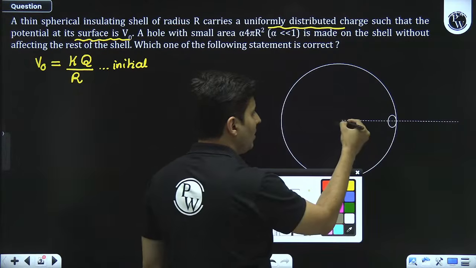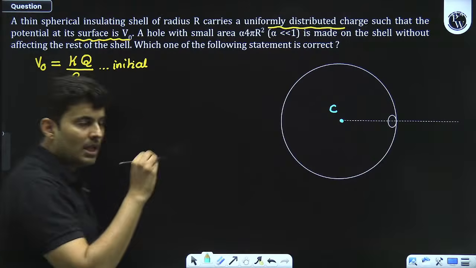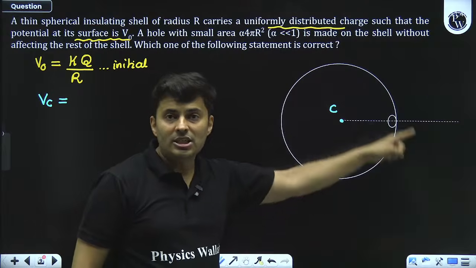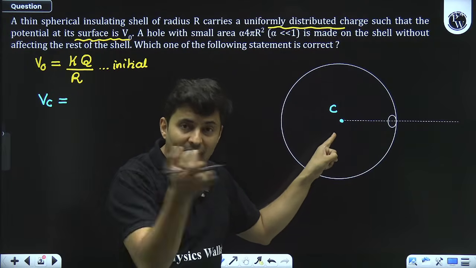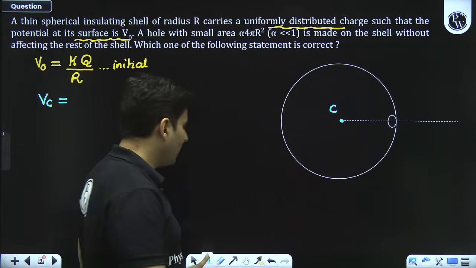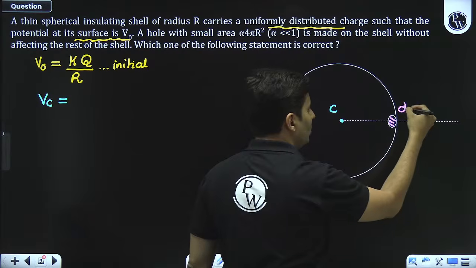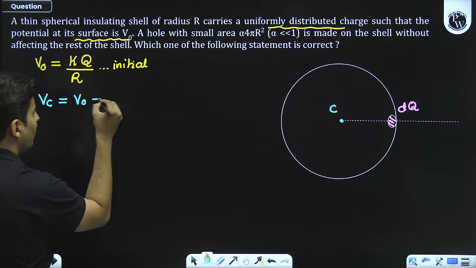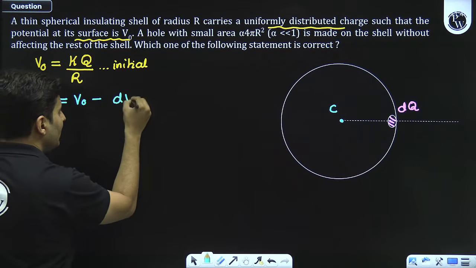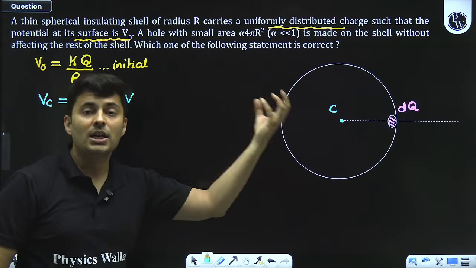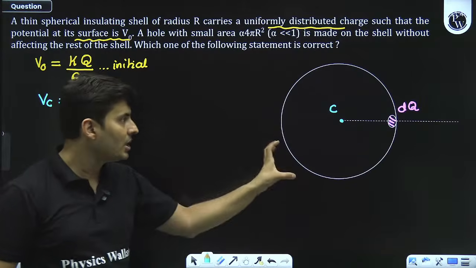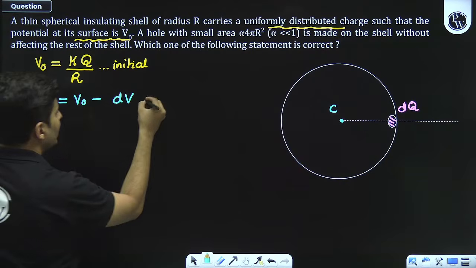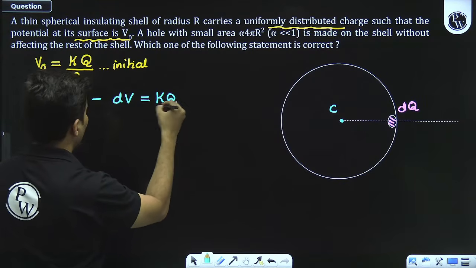Now let's concentrate on what will happen at the center. The potential at the center will be, first, how much ever the potential would be if the entire charge was there, minus whatever potential is due to the charge that has been removed. So Vc will be V naught minus that dV, which comes because of the removed charge. So the potential will reduce from the total potential because this has been taken out. Okay, so how much will this be? This V naught is nothing but kq divided by r.